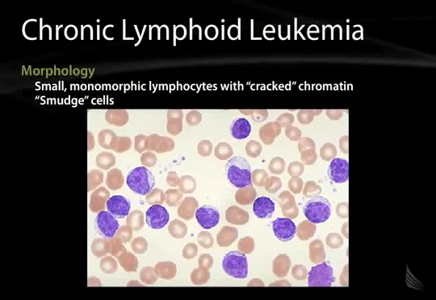The morphology of cells in CLL: they are small monomorphic lymphocytes with a cracked chromatin, and what you can see there is a single site of cleavage right down the center of the nucleus. Also, the classic thing that you can see in CLL is a smudge cell. The cells in CLL are more friable than normal, and in the process of obtaining a peripheral smear, as one glass slide is slid across another, the smudge cells can be created from mechanical lysis of those atypical lymphocytes.